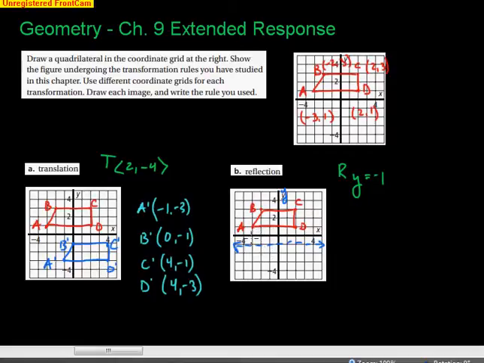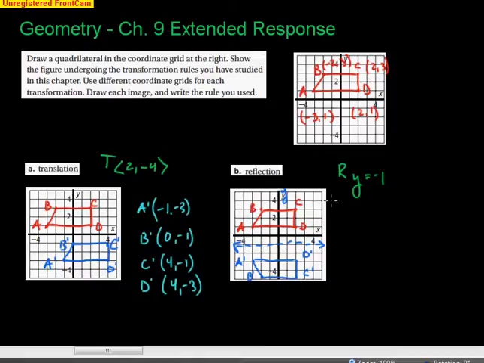So let's see. A is 1, 2 up, so go 1, 2 down. There's A prime. B is 1, 2, 3, 4 up, so go 1, 2, 3, 4 down. There's B prime. C is 1, 2, 3, 4 up, so go 1, 2, 3, 4 down. And D is 1, 2 up, so go 1, 2 down. And there's the reflected quadrilateral.